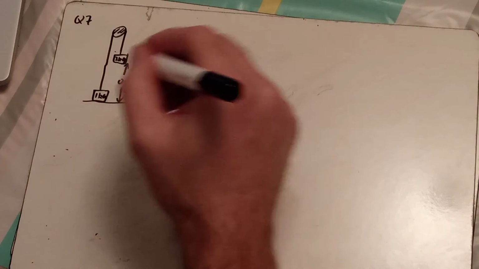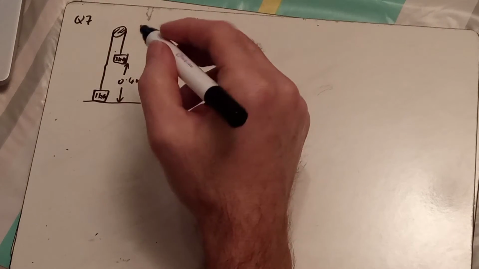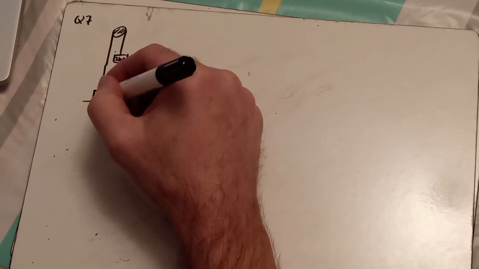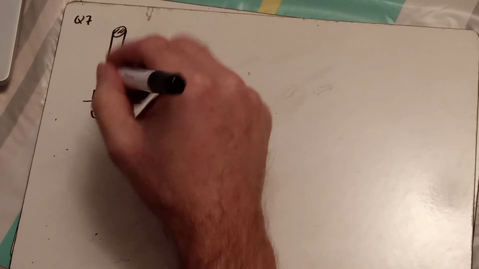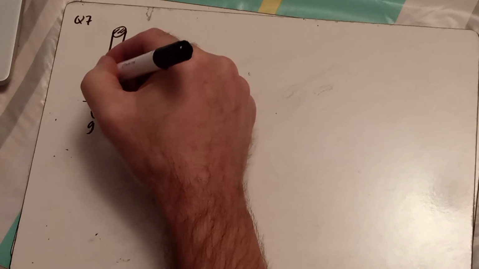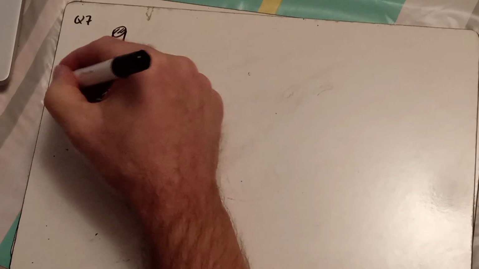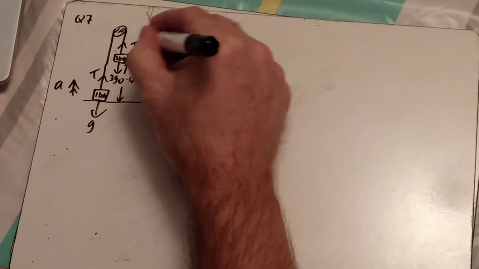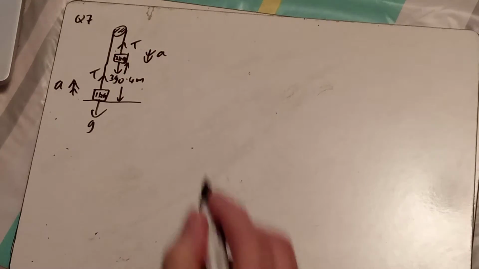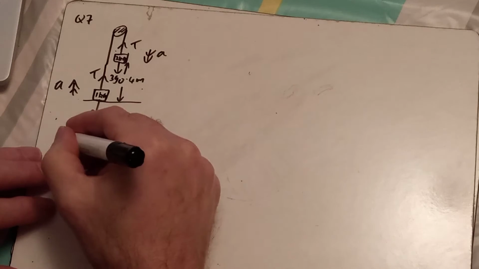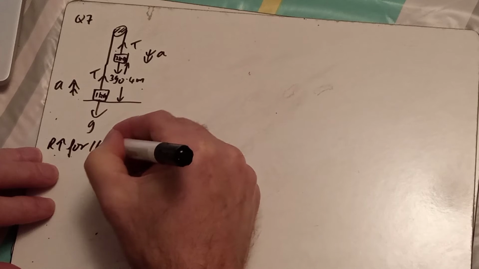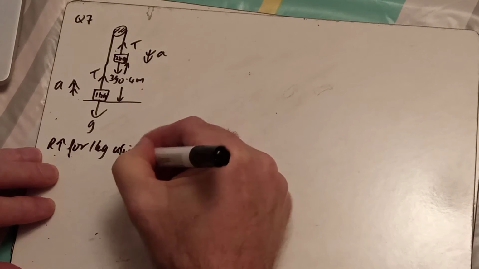So let's begin to put our forces on here. At the instant it's released, it's not in contact with the ground. So I've got G, I've got tension, and that goes up with an acceleration. Whereas this one's got 3G going downwards, a tension going upwards, and the acceleration is going downwards. So as before, I'm going to resolve upwards with the 1 kilogram one, using F equals MA.